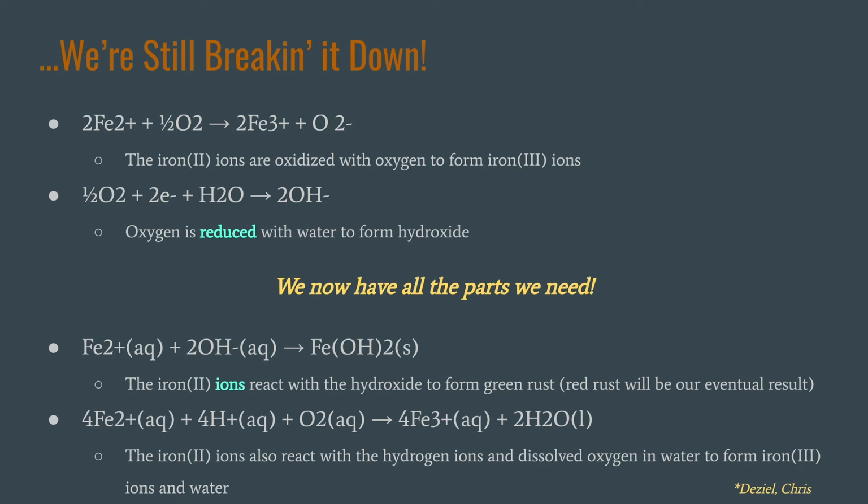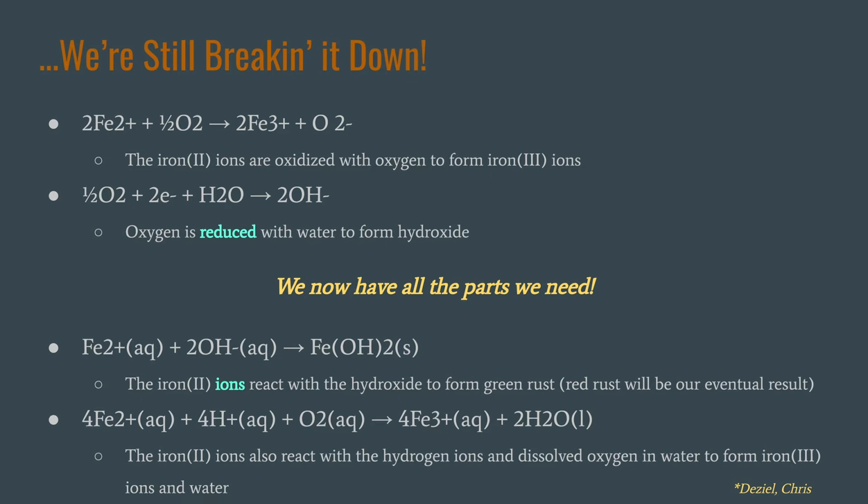And we're still breaking it down. Next, the iron(II) ions are oxidized with oxygen to form iron(III) ions, and the oxygen is also reduced with water to form hydroxide. When something is reduced, it gains electrons, which can be very confusing to a lot of people, myself included, because when something is reduced, you'd think, oh, it loses electrons. Nope, not quite. Which is why we remember OIL RIG. Oxidation is loss, reduction is gain.